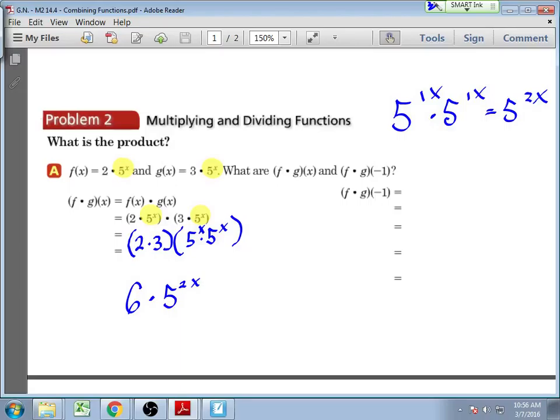Does the 5 to the 2x have to be in front of the 6, or does it not matter? We actually like it coming after because it's easier to plug into. Really, it doesn't matter because multiplication is commutative, but that's just the better way to write it. Just mathematically, that's how we like it.